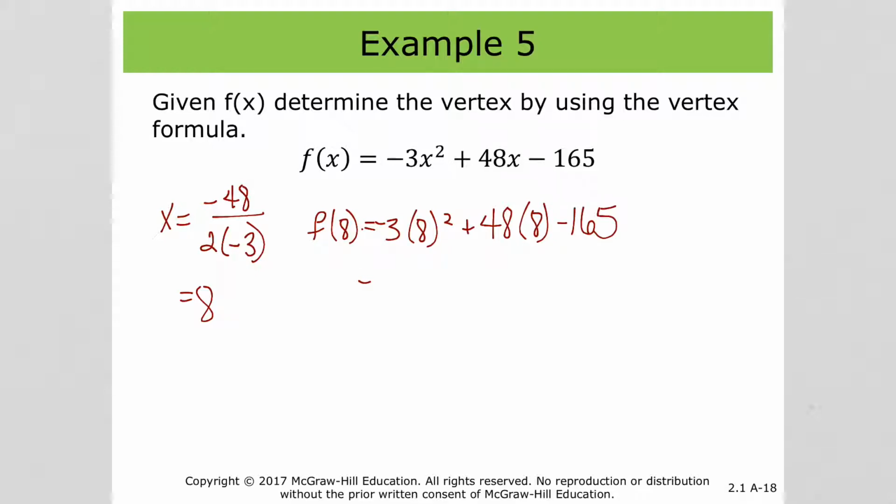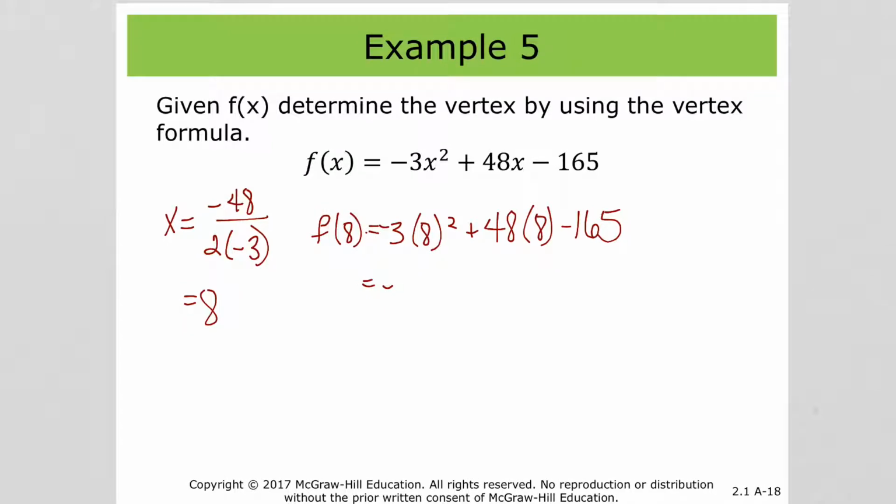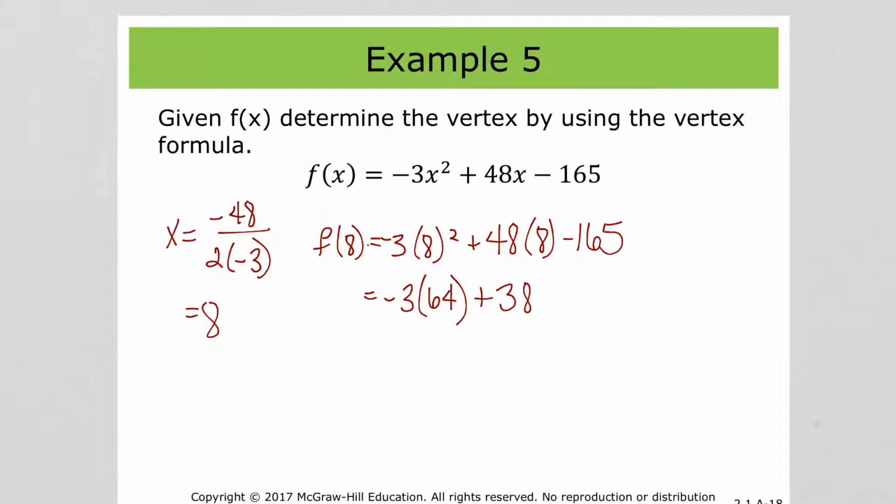Okay, so we've got -3 times 64 plus, I didn't write this down. I don't know what 48 times 8 is in my head. Sorry about that. So let's find it. It's 384. Minus 165. And so once we put that in the calculator, we find out that the y value of the vertex is 27. So the vertex is (8, 27). So not too difficult.